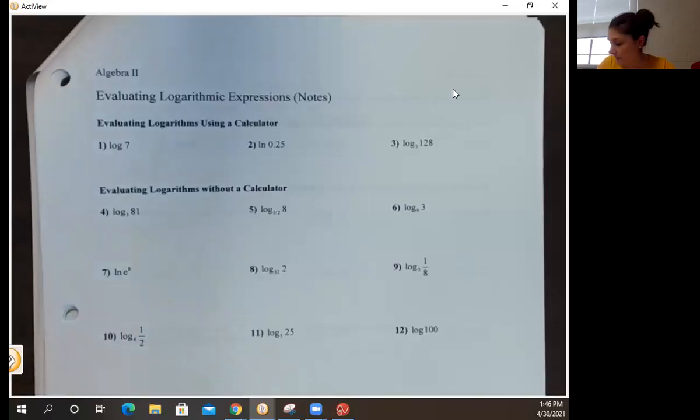Hi guys, we're on page 45 in your notes packet for today, and we are talking about evaluating logs. So we know that a log is sort of like another way to represent an exponential function. So we're going to take a look at how to evaluate those. We're going to start with problems that we're going to evaluate on our calculator.